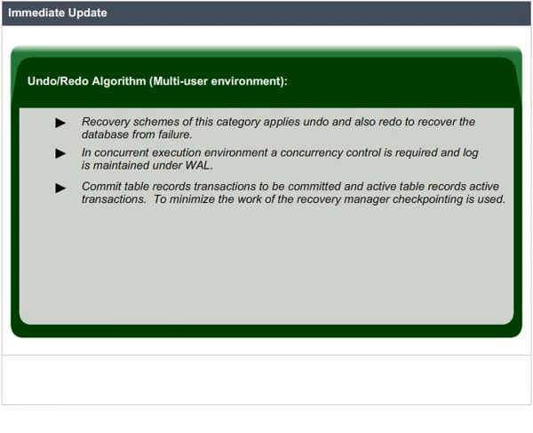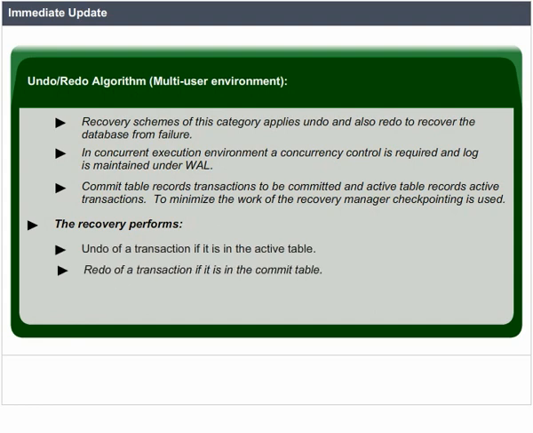Commit table records transactions to be committed, and active table records active transactions. To minimize the work of the recovery manager, checkpointing is used. The recovery performs undo of a transaction if it is in the active table, redo of a transaction if it is in the commit table.